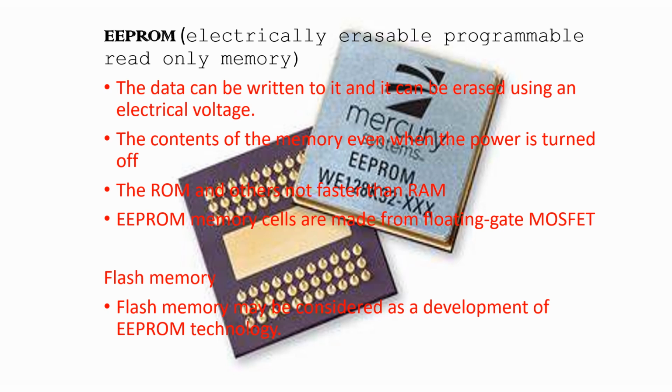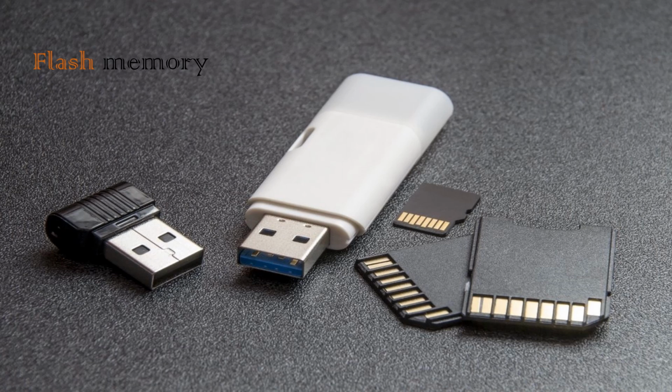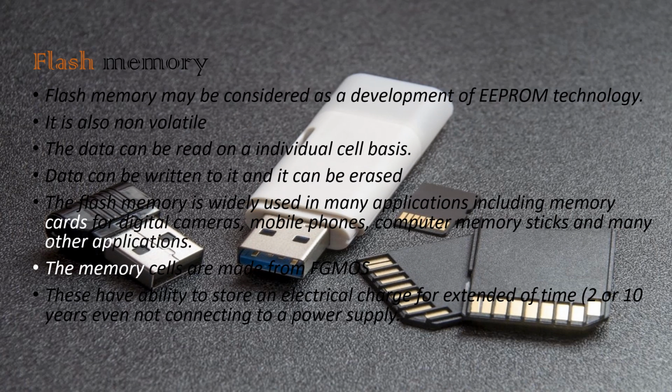Flash memory may be considered as a development of the EEPROM technology. It is also non-volatile. Data can be read on an individual cell basis. Data can be written to it and it can be erased. Flash memory is widely used in many applications including memory cards for digital cameras, mobile phones, computer memory sticks and many other applications.